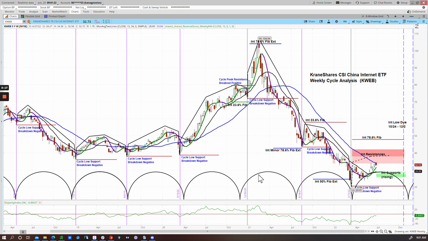Now, under these conditions, the probabilities favor not being able to take out that prior cycle high, but instead stalling somewhere in the resistance zone. The bottom of this resistance zone, where we are now, is at about 33.75. Now, we're projecting to the middle of this zone at about 38, and if it can get through that level, the top is at about 42. We have positive momentum now with a green reversal scout.